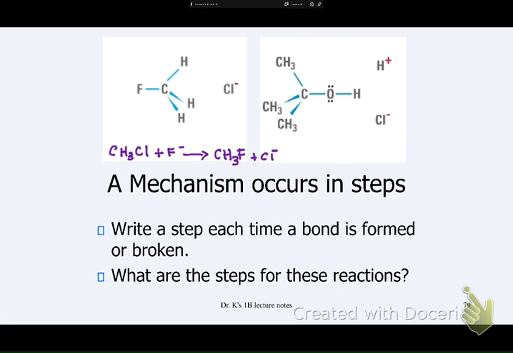Okay, so yeah, that's a one-step mechanism. So we're going to label this one step. It's an N. All right, so let me show you the other one.